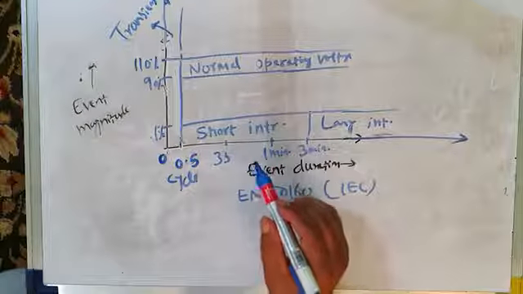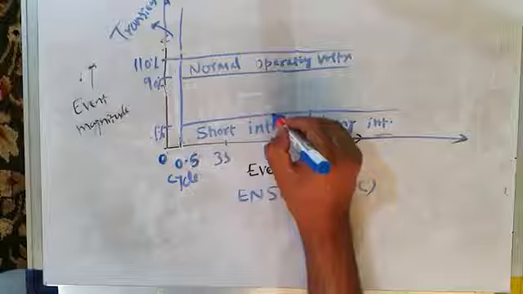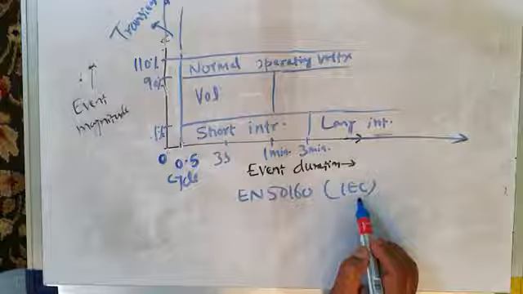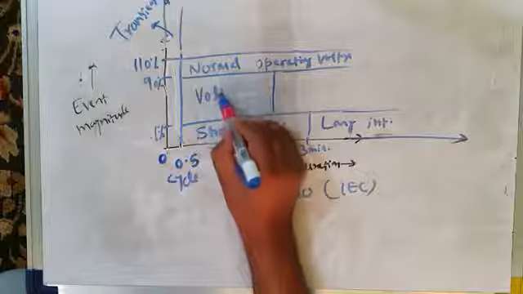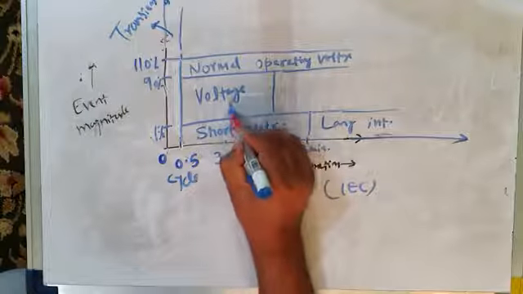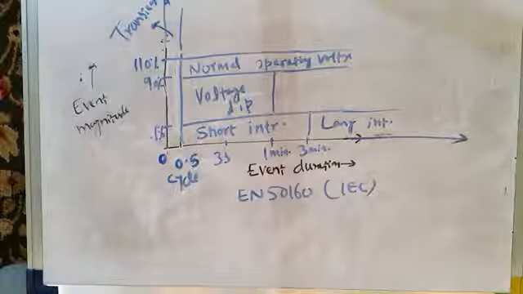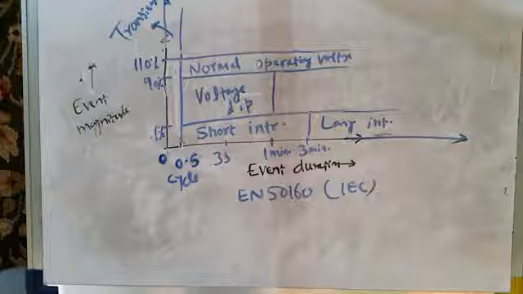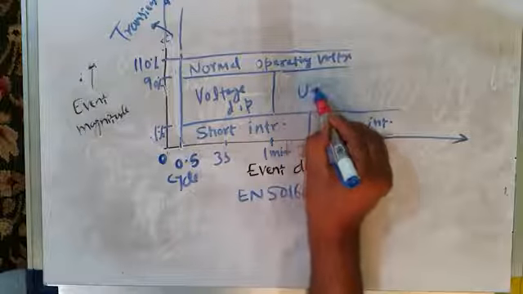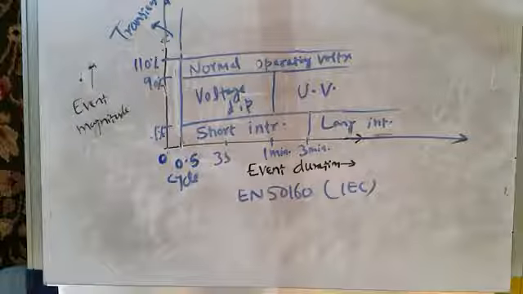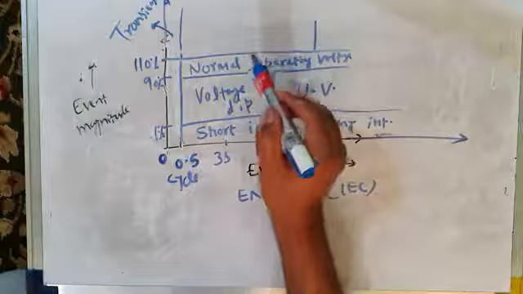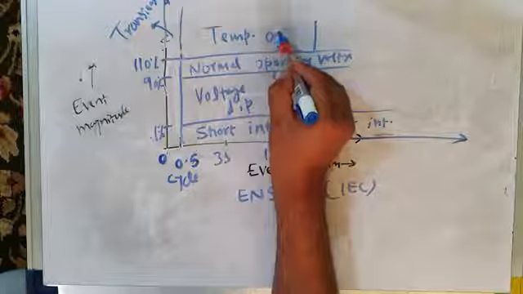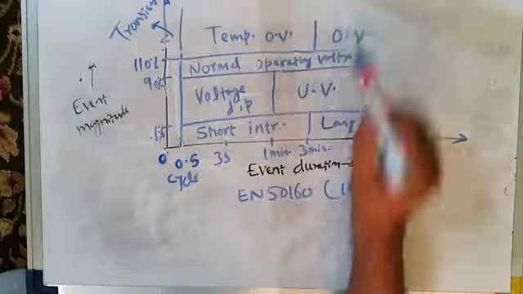And now this is voltage dip. IEC does not call it voltage sag. IEC calls it voltage dip. Just few moments back, I told you that voltage dip has a duration up to 1 minute. And if the duration is more than 1 minute, then it is under voltage. Okay? And this is temporary over voltage, and this is over voltage.